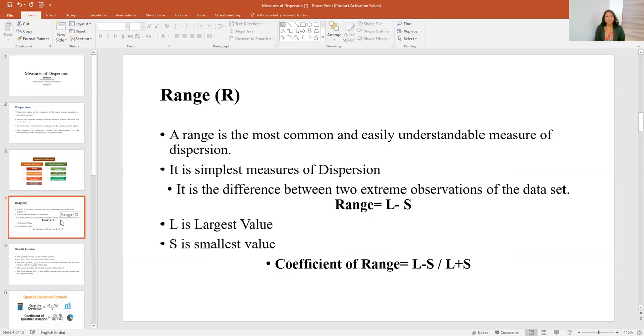So the first measure of dispersion is range. It is the most common and easily understandable measure of dispersion. It is widely used and very simple to calculate, so it is also known as the simplest measure of dispersion. Range is just the difference between the two extreme observations of the data set. It is calculated as the difference between the largest value and the smallest value, so range is L minus S, where L is the largest value and S is the smallest value. The coefficient of range is calculated as L minus S divided by L plus S.